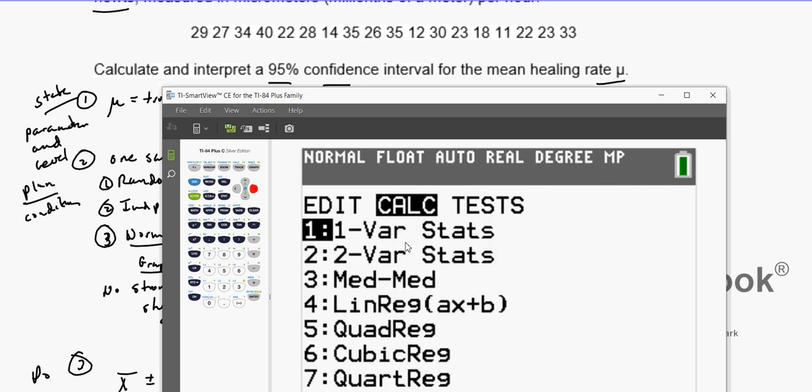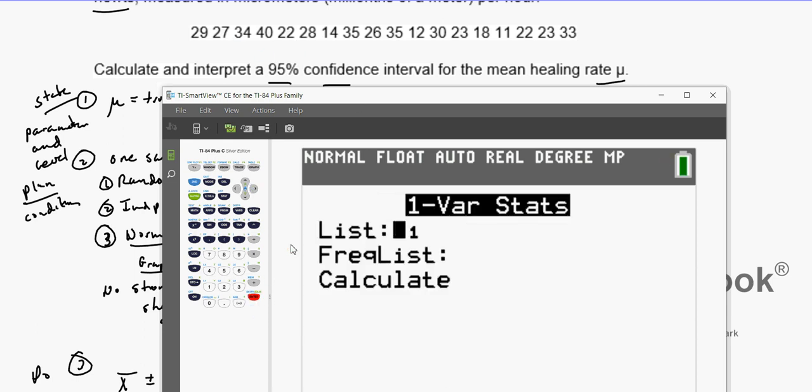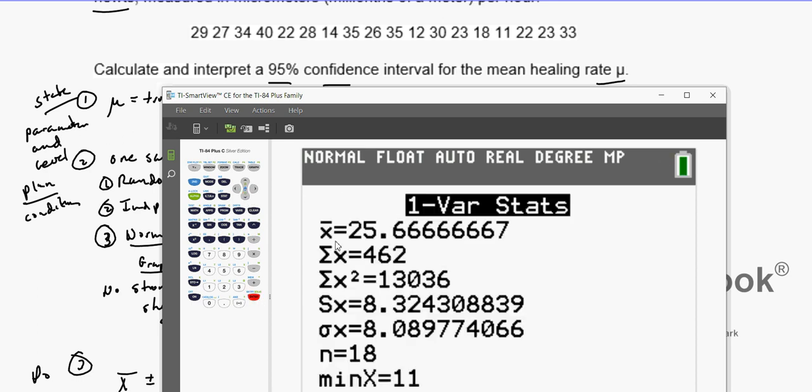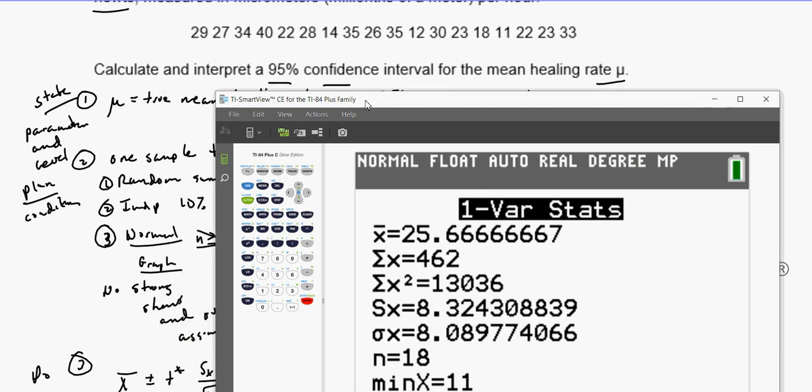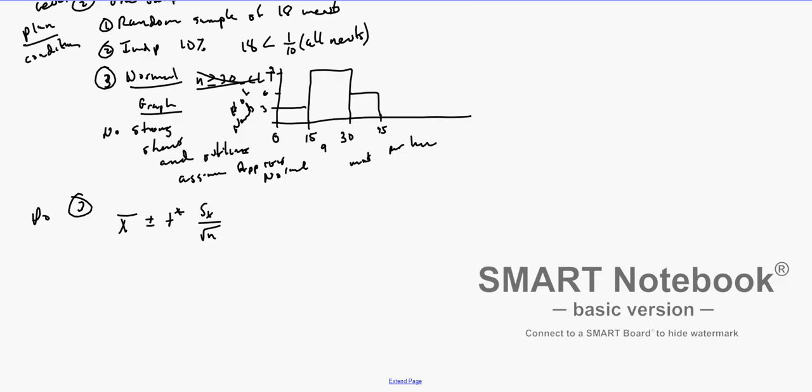We're going to go to one-variable stats, because this is one variable, one sample. We go to list one. We don't have any frequency charts, so we just calculate, and it tells us our mean. From here, we see our mean is 25.67.